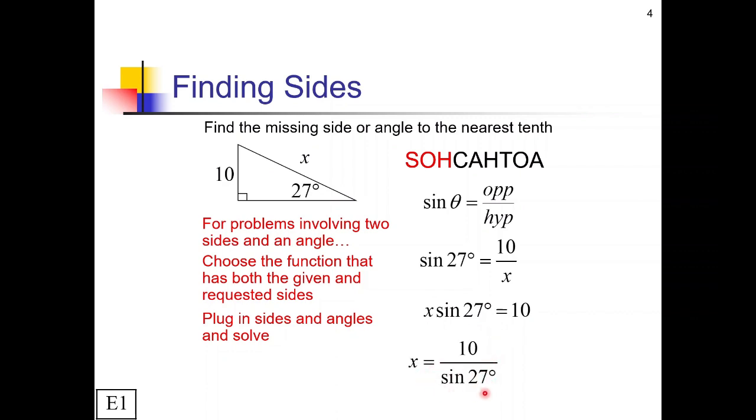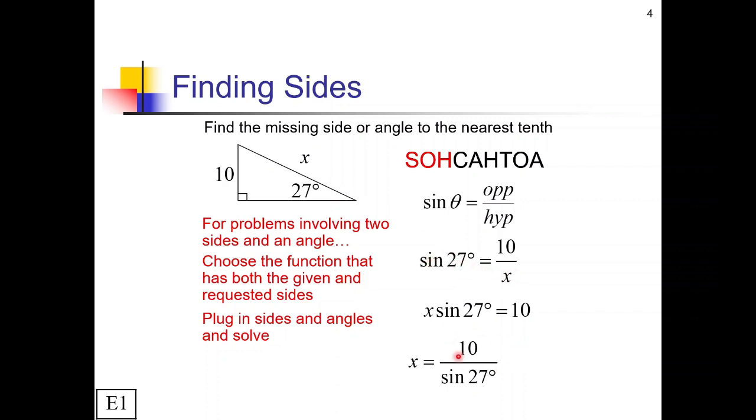It's one big thing. It's basically one big crazy decimal. And then I can just plug this in the calculator. Now, if you didn't want to do this in two steps, you could just switch the x and the sine of 27 when you have this situation. It's kind of like a cross multiply situation.